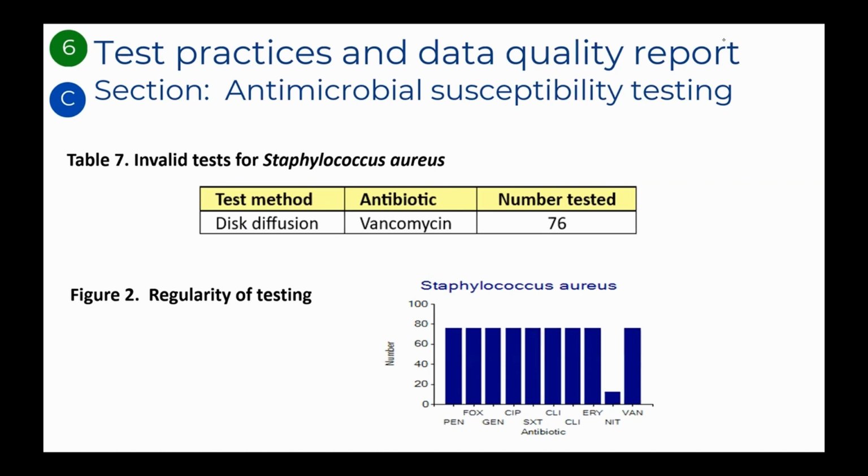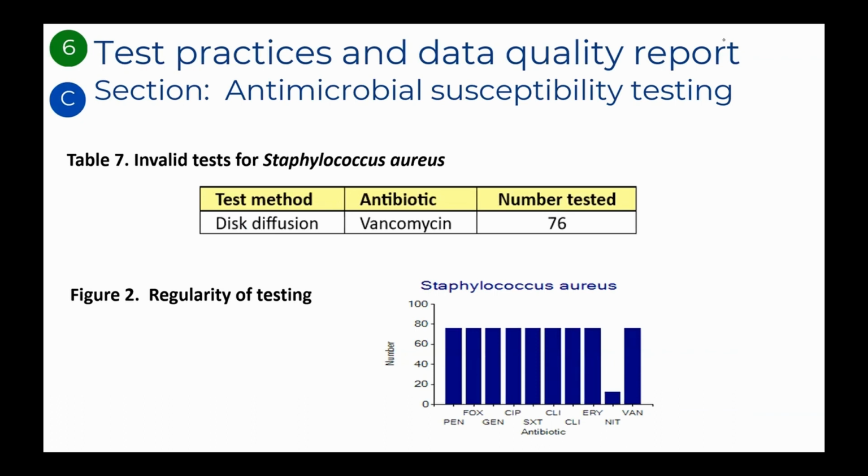This quality report also shows statistics on test practices. In Table 7, we see a list of antibiotics that were tested but which do not have official breakpoints. Specifically, there are no breakpoints for Staphylococcus aureus and the vancomycin disc test. Therefore, this antibiotic generally should not be tested.